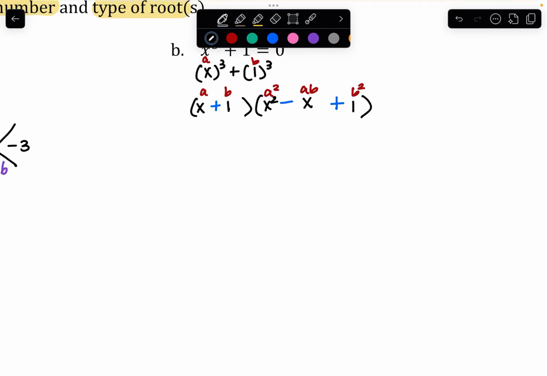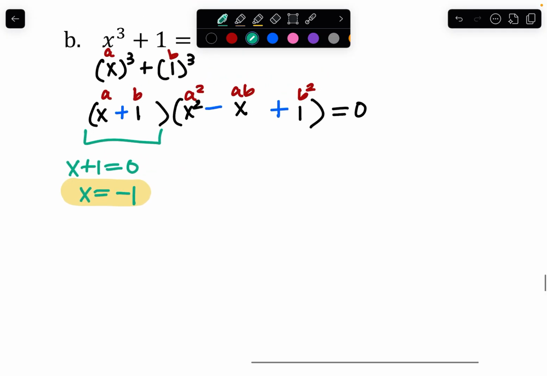This quadratic is prime, so there's nothing else we can do with that. And so when I set the linear factor equal to 0, that's a quick, easy solve. We get x equals negative 1. To solve this quadratic, it's not factorable.